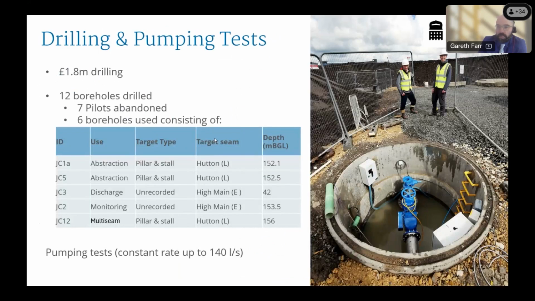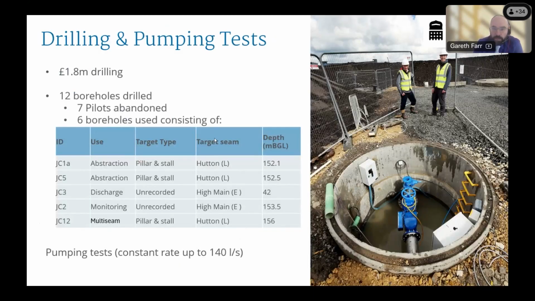So here's a little table summary of what went on. As far as I know, it was £1.8 million for drilling. We drilled 12 boreholes. Seven of the pilots were abandoned, mainly because the workings were so old and poorly recorded that there was an element of luck as to whether we were successful or not. But we did end up with 6 useful boreholes, 5 of which I've listed here. Or did we end up with 5?